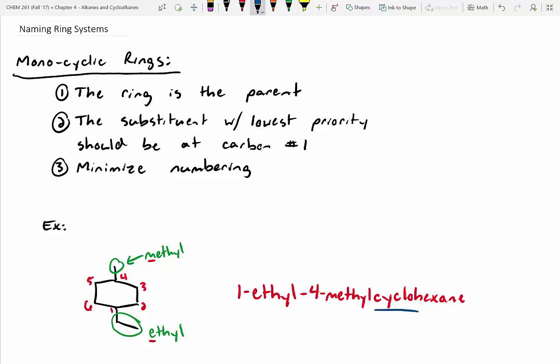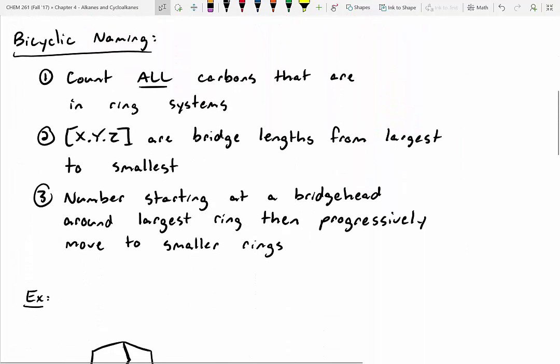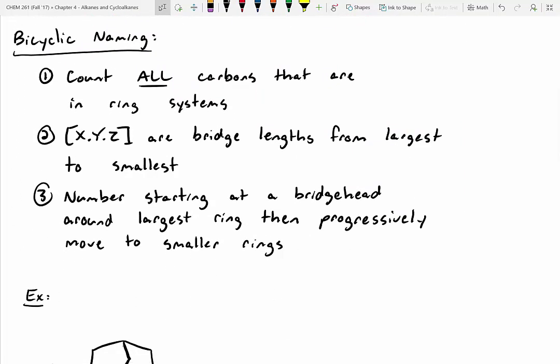The big difference now is what happens if you have 2 ring systems that are fused together. These follow a different set of rules, but again, it's fairly systematic. The first thing you want to do is count all the carbons that are in all of the ring systems. You don't count any of the substituents coming off of the rings, but anything that is participating in a ring is counted. Next, you'll have this bracket with 3 numbers in it. I'll explain what that means a little later on in the context of some examples, but these identify how long the bridge lengths are between bridge heads.